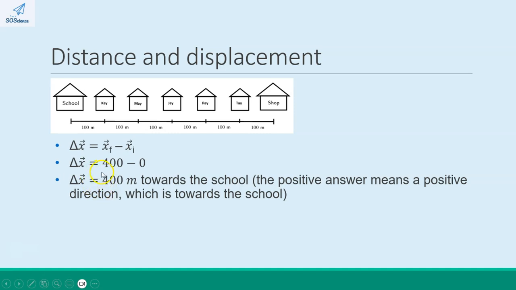Now, the moment that we get a positive answer, that tells us that the motion was in the positive direction. A negative answer means that the motion was in the negative direction. Now, we shouldn't answer the second part, the direction part, by stating positive direction or negative direction. We should rather state what we defined as the positive direction. So in this case, we said that towards the school is the positive direction. So in our final answer, when we provide the direction, we'll say towards the school.